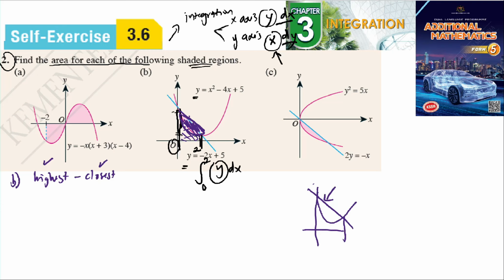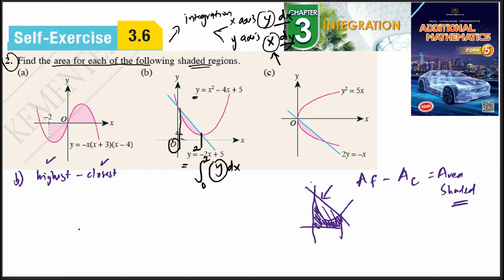So what happens when you get the first one, the furthest one, you get this one. Okay, so when you get the area under the other one, you will get this area. So actually the area of the furthest minus the area of the closer one, you will get the shaded area. So you will take the furthest from the x-axis first, which is this one. So it's actually 0 to 2.